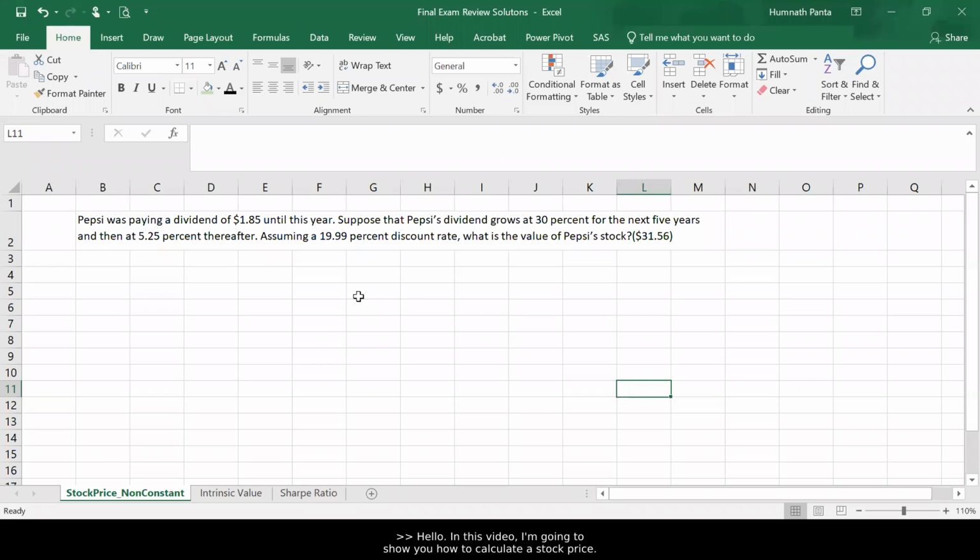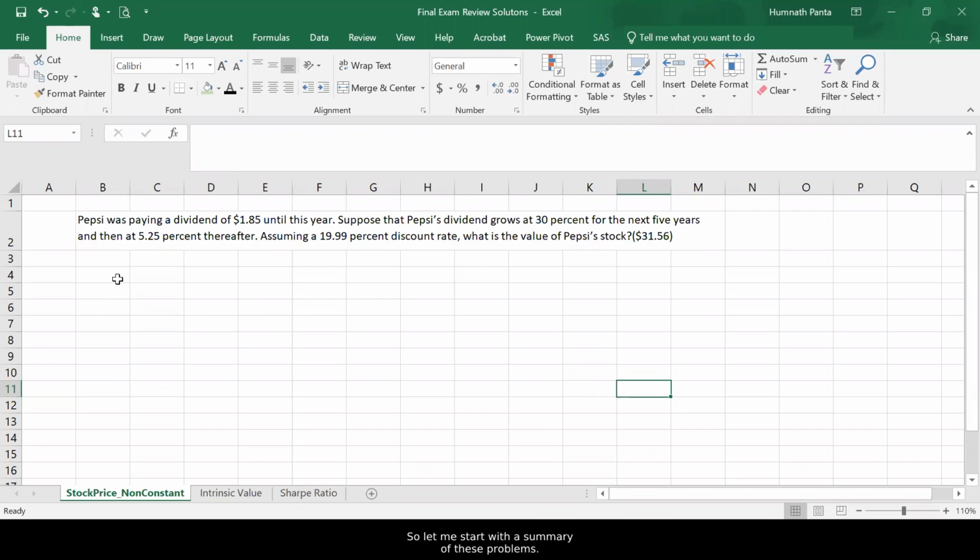Hello, in this video I'm going to show you how to calculate stock price. So this is stock price calculation using the non-constant dividend discount model. In other words, this is the model in which the dividend growth is not constant.